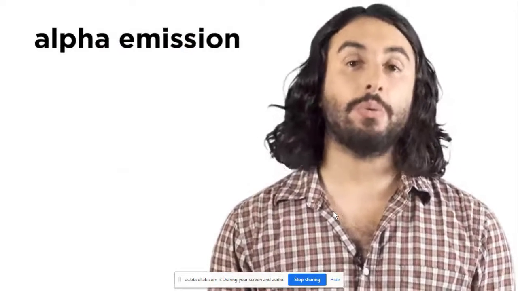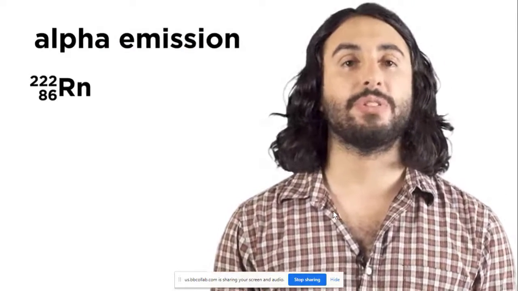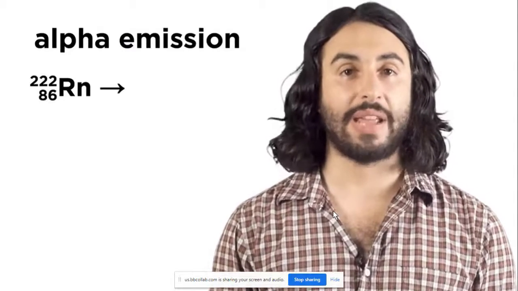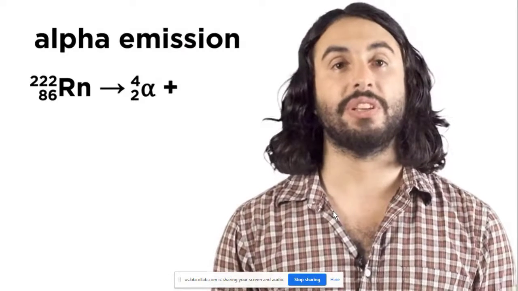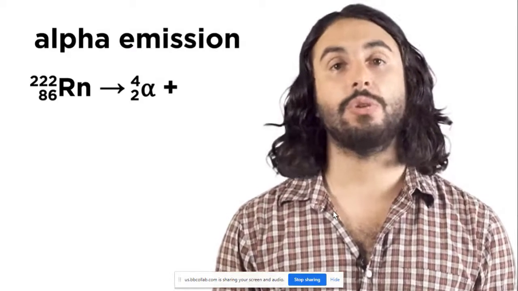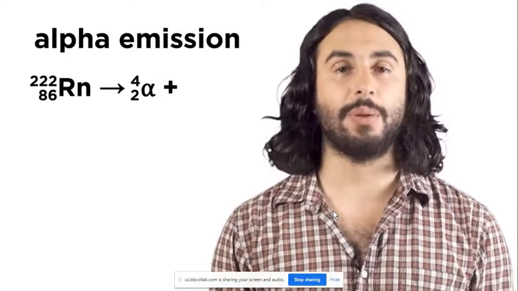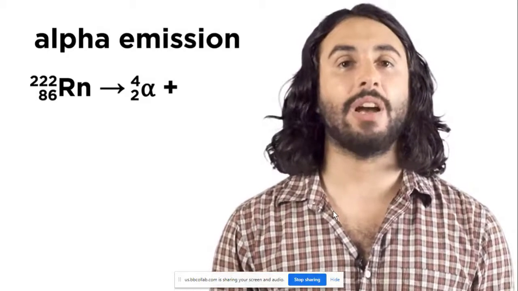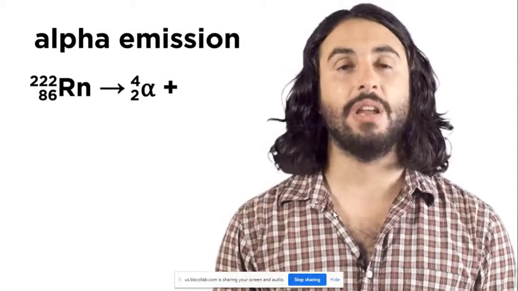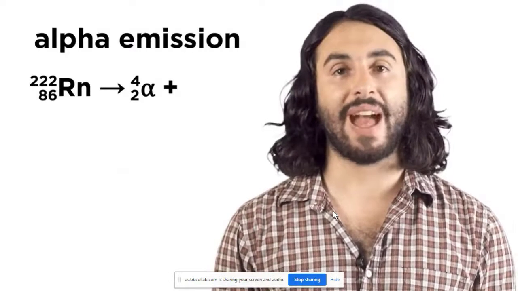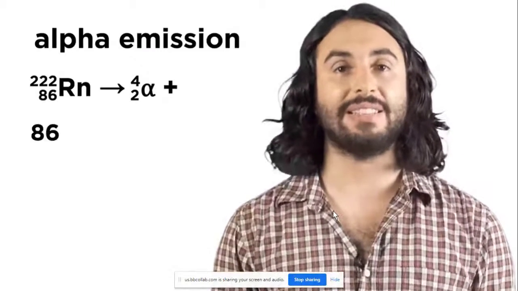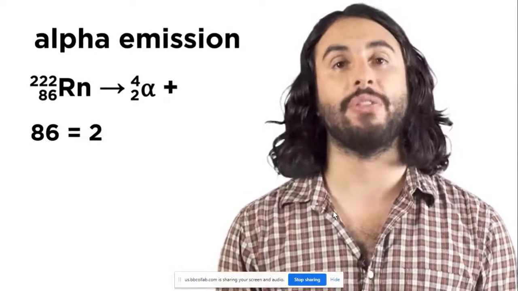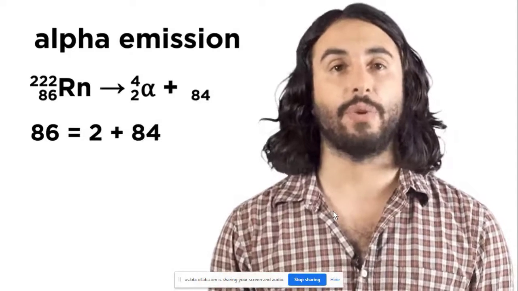So if we want to describe the emission of, say, an alpha particle, we would write it this way. Show the first particle, the arrow signifies a reaction, and then show the alpha particle. To figure out the resulting nucleus after emission, we just do some arithmetic, because the atomic numbers and mass numbers have to add up to the same number on both sides, kind of like how we need the same number of atoms on both sides of a chemical equation. If the atomic number is 86 on the left, and there's a 2 on the right, we need 84 for it to work out.